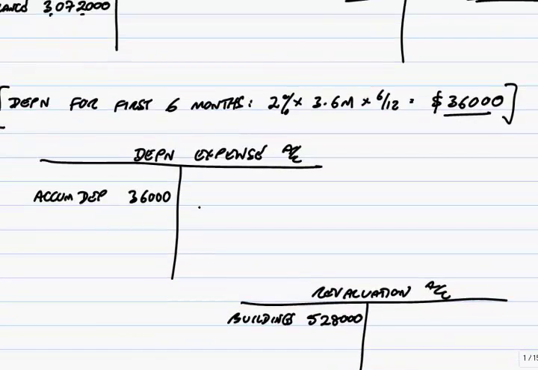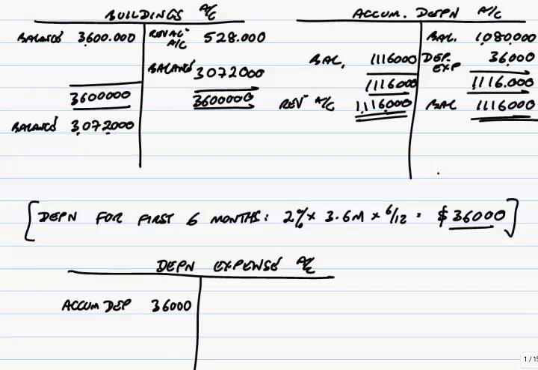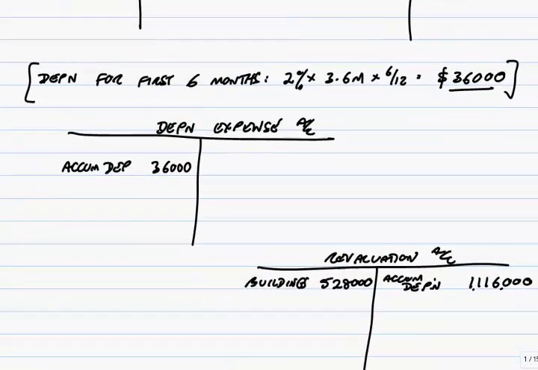Sorry, what was it? 1,116,000. And so, we're now starting completely anew. From now on, we're starting afresh. Instead of the old values, whatever it happened to be, we're starting as though we'd just bought a new building at 3.072.